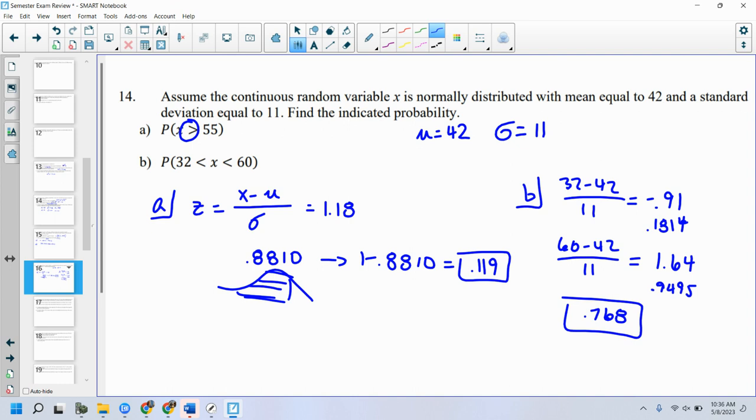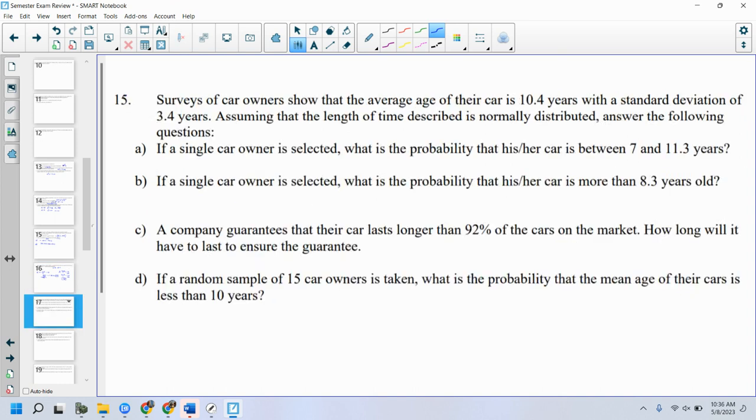Questions about that? Okay. Number 15, surveys of car owners show that the average age of their car is 10.4 years with a standard deviation of 3.4. Assuming that the length of time is normally distributed, answer the following questions. If a single car owner is selected, what is the probability that his or her car is between 7 and 11.3? Okay, so this is basically the exact same thing that I just did, but now with context to it.